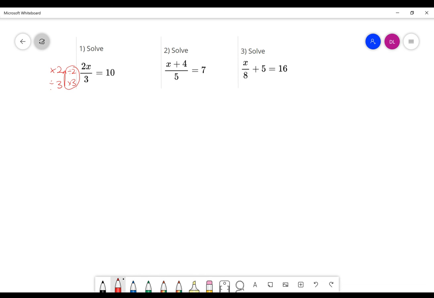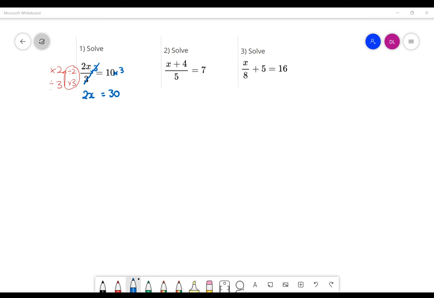Okay, let's see what we've got. So if you've got 2x divided by 3, what we're going to do is we're going to times both sides by 3. So we're going to times that side by 3 and times that by 3. Now, in this case, if you have 2x and you divide by 3 and times by 3, these two will cancel themselves out, and that will leave you on the left with 2x equals, and 10 times 3 on the right gives you 30.